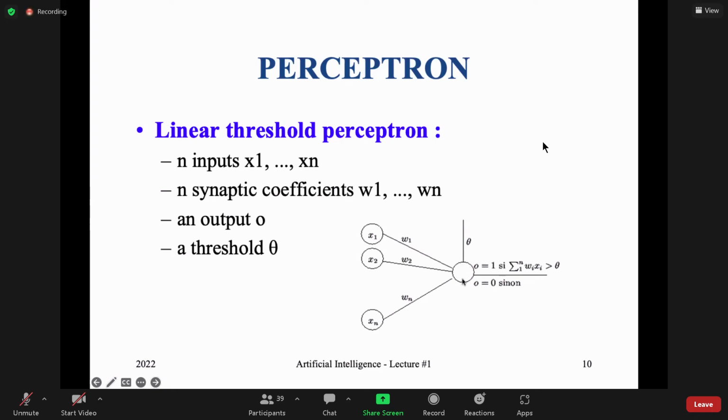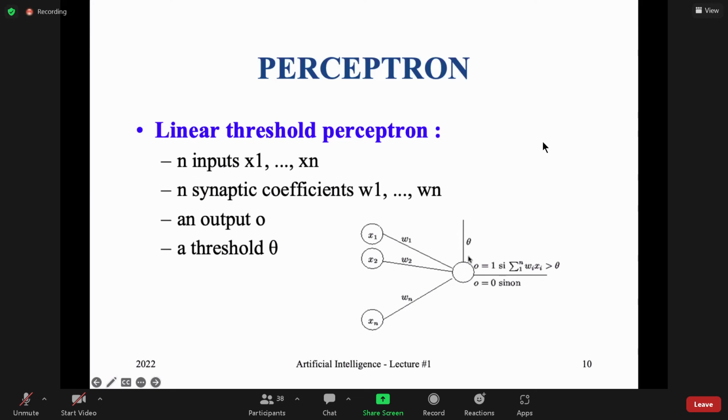And between each element and this neuron, as I explained, we have the synapse, and for each synapse, we have a weight or a coefficient. The names of these coefficients are w1 here, w2, and wn here. Okay, so we also have the output. The output is O here. And here we also have the bias or a threshold, which is theta here.